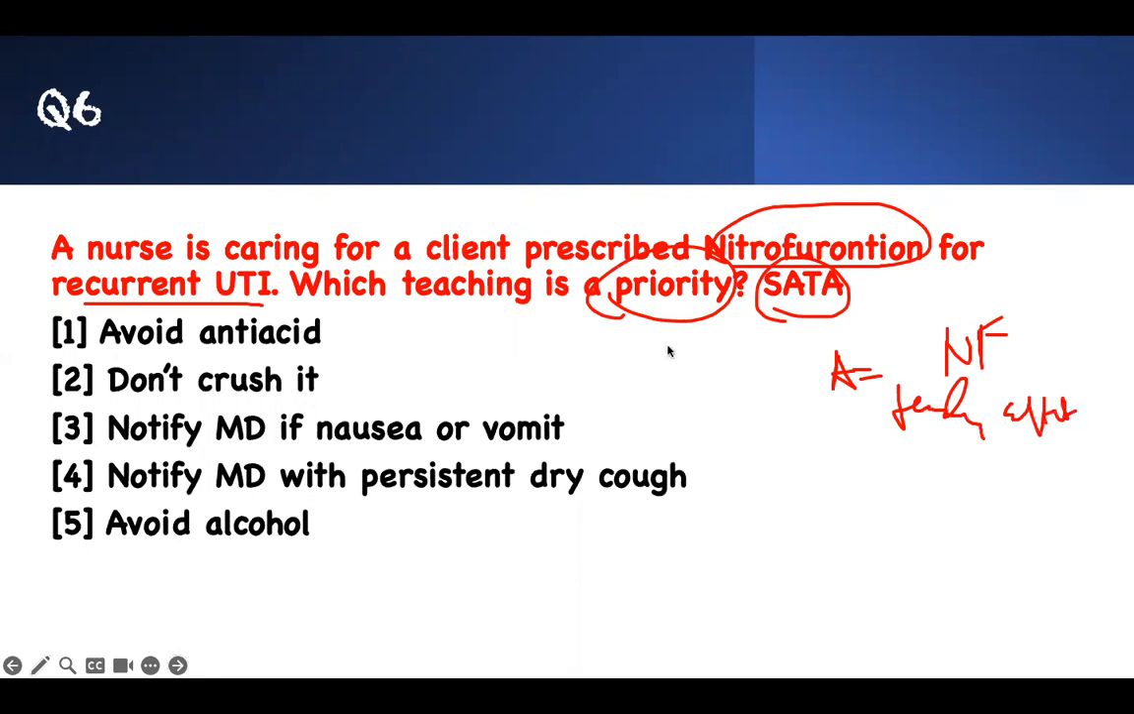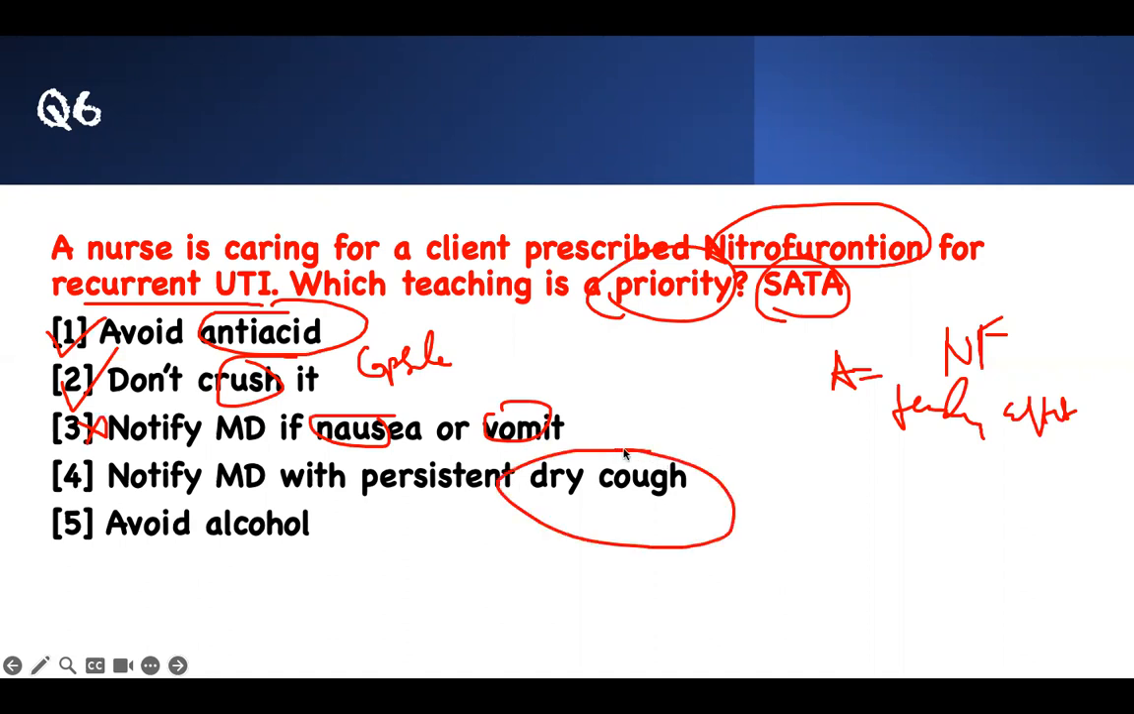You have to know this medication, so I put some of the key side effects. On your test, whenever you see antacid, it is a bad thing, so avoiding them is good. This medication comes as a capsule, therefore don't crush it. Nausea and vomiting, you need to call me? This is a common side effect, so this is wrong. This is the number one side effect. Bad. If they have a persistent cough, they're having pulmonary fibrosis, you've got to call me. And you should not drink alcohol. So these are our priority teaching.